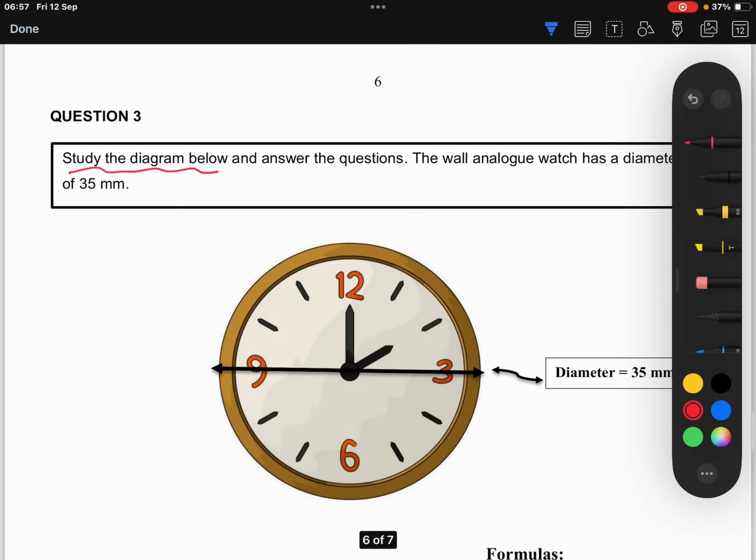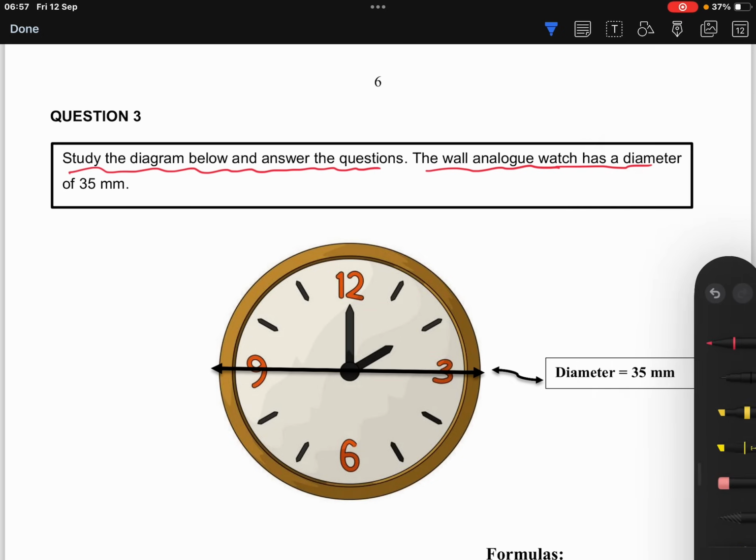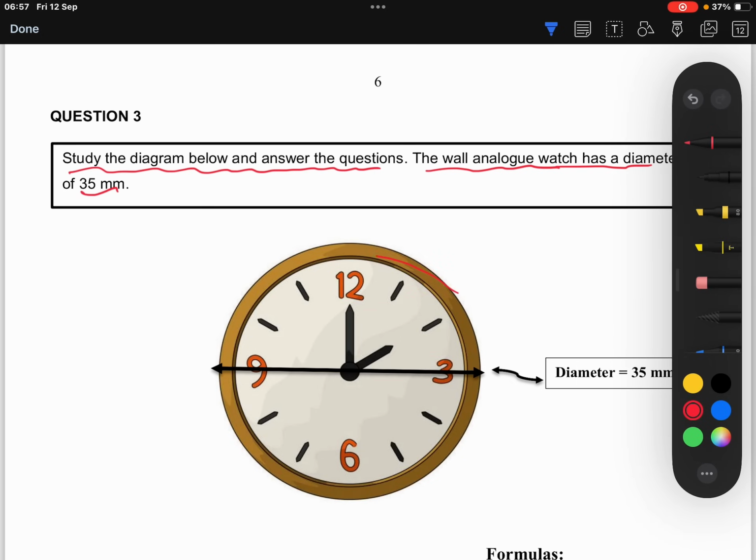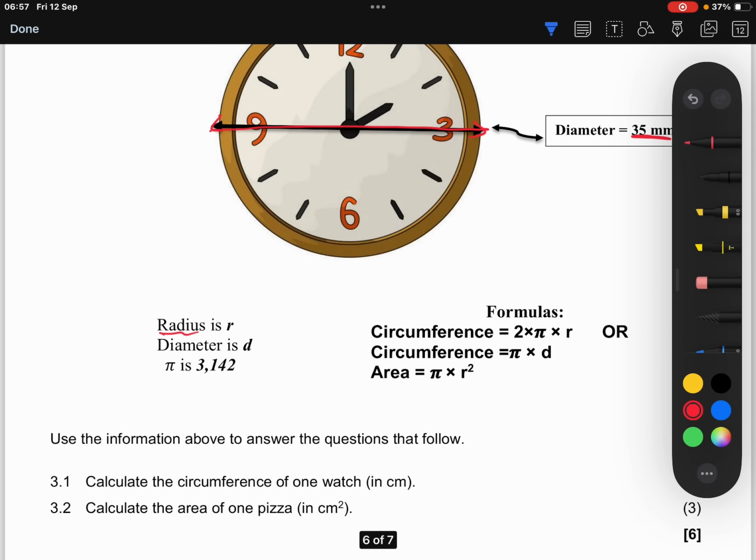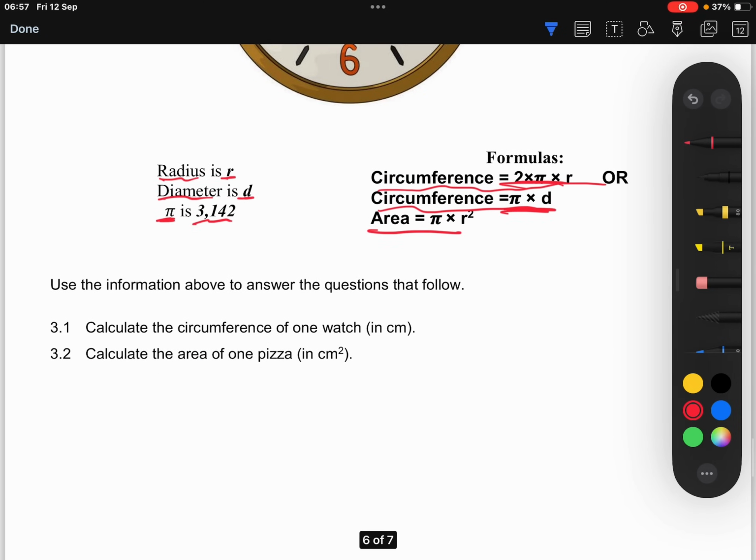Question 3. Study the diagram below and answer the questions. The wall analog watch has a diameter of 35. This is the watch. It's a circle shape, a round shape. It has a diameter from there to there. The diameter, we're told, is 35 millimeter. Now, guys, the radius is r, the diameter is d, and the pi value is 3,142. These are the formulas that we're going to use: the formula for calculating the circumference, which is the same as the perimeter, and the formula for the area. Now it says use the information above to answer the questions that follow.